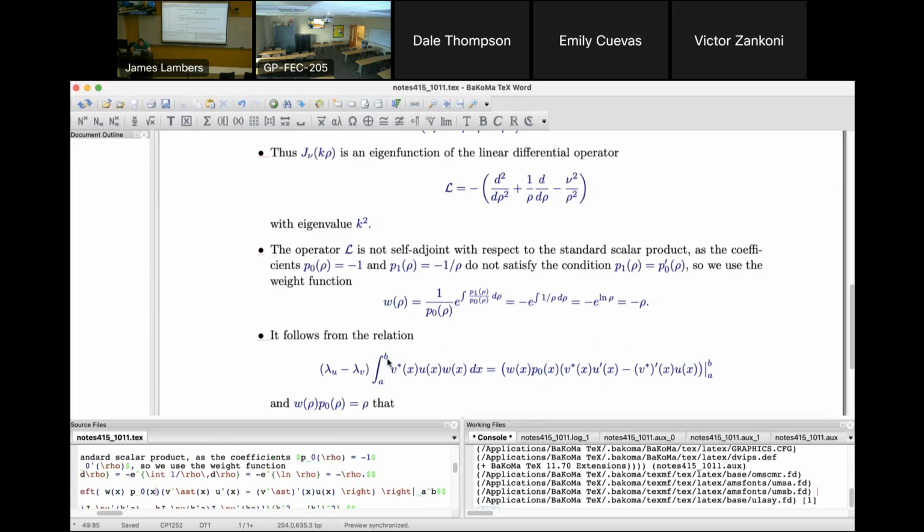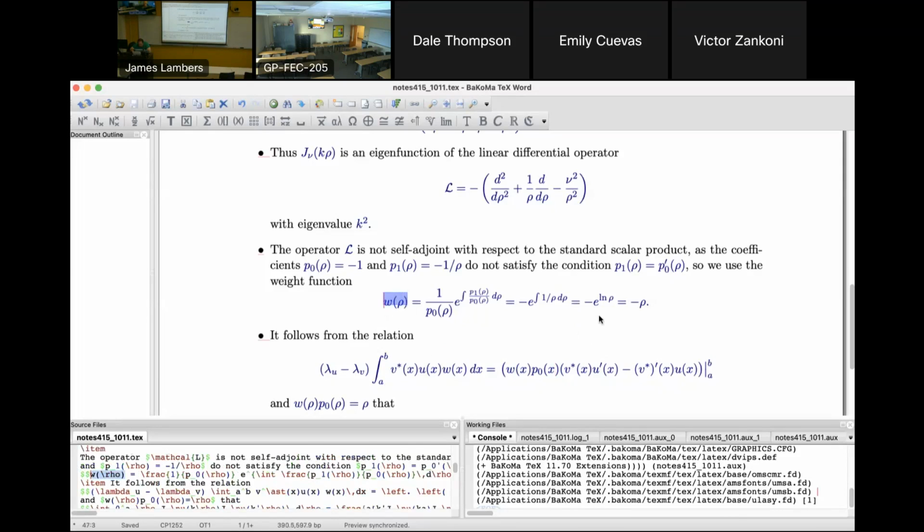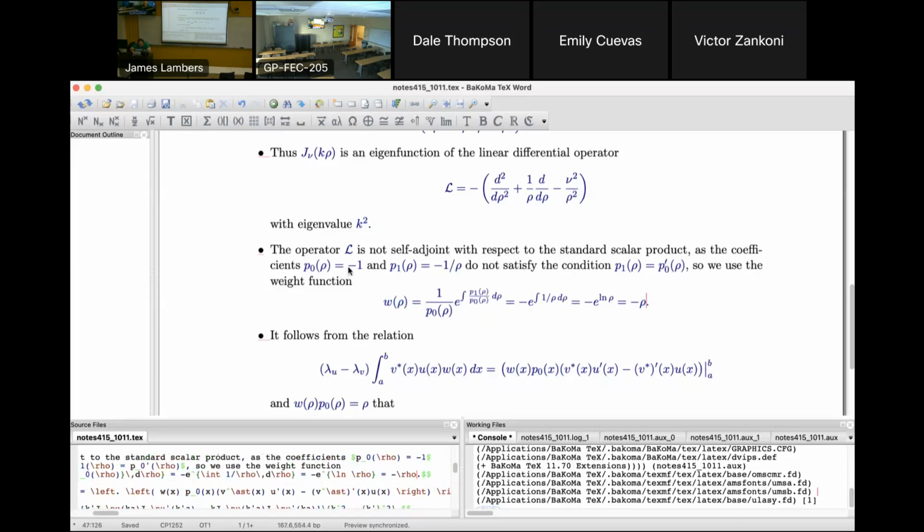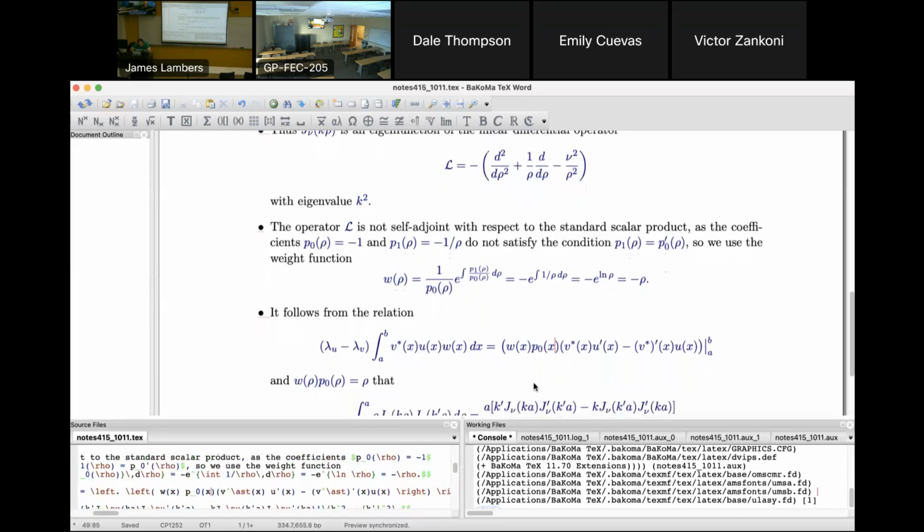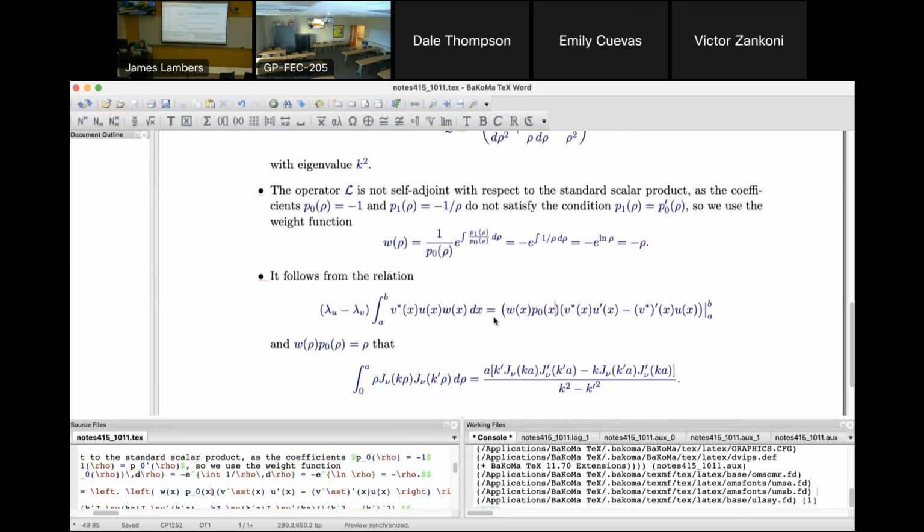This for whatever scalar product you're using. Now, in this case, we have w is minus rho, and then p naught is equal to minus 1. So this part here, w p naught, that just turns out to be equal to rho. So if I fill in what the eigenfunctions are for our specific case of the Bessel equation, first of all, we're going to use limits 0 and a for some a.